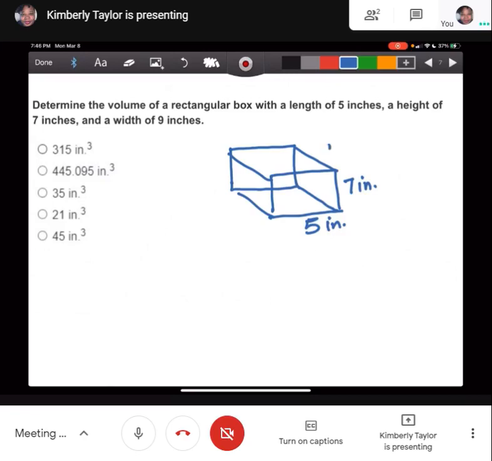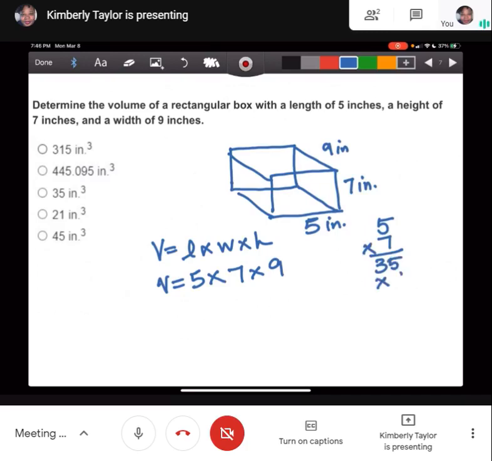9 inches. So to find the volume of a rectangular box, it is going to be the length times the width times the height. So really you're just multiplying all three of the numbers together. 5 times 7 times 9. So 5 times 7 is 35 times 9, 45, and then you get 27, 28, 29, 30, 31. So this is going to be 315 cubic inches. All right, let's keep going.